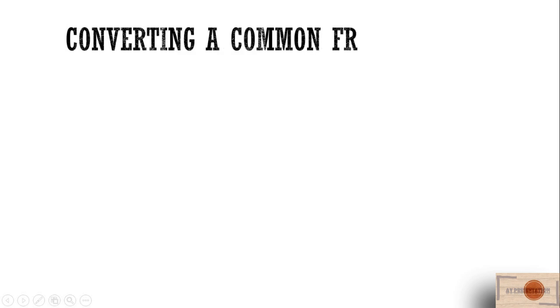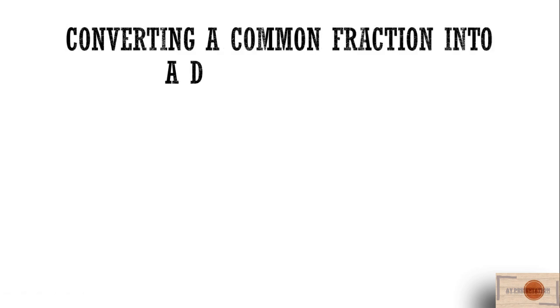Next point, converting a common fraction into a decimal fraction. Students, we know a common fraction and a decimal fraction are different. In a common fraction, the denominator can be a multiple or not a multiple of 10. But in a decimal fraction, it is important that the denominator is 10 or a multiple of 10. Let's learn by the example 4 upon 5.